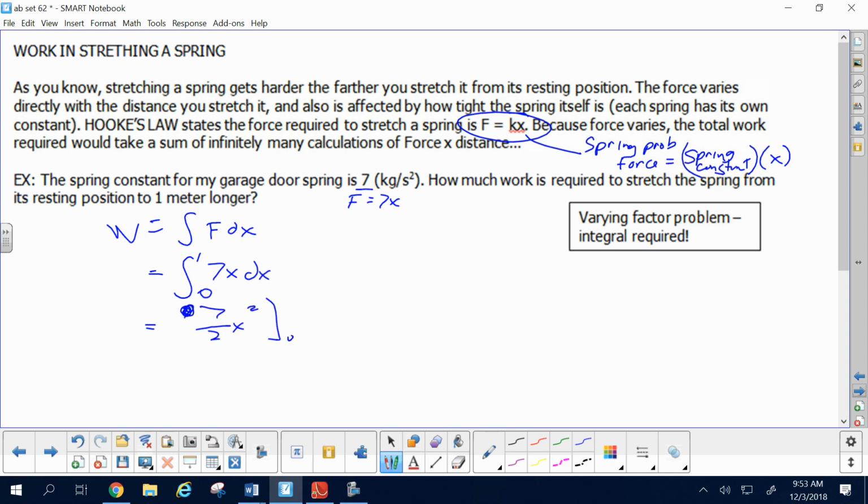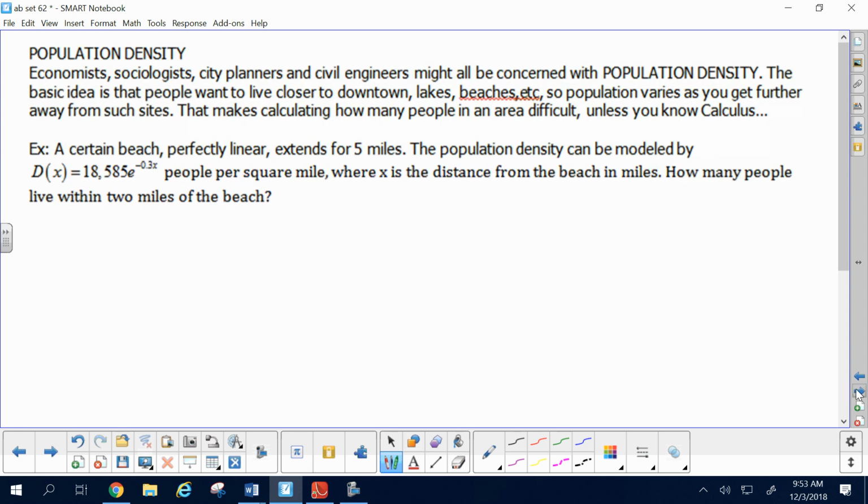What did I say? So that is 7 halves. That still works, so it is joules. Okay? Okay. Last but not least.